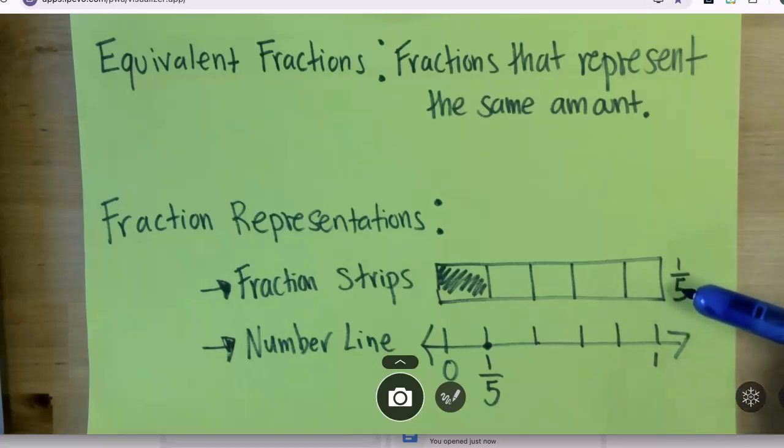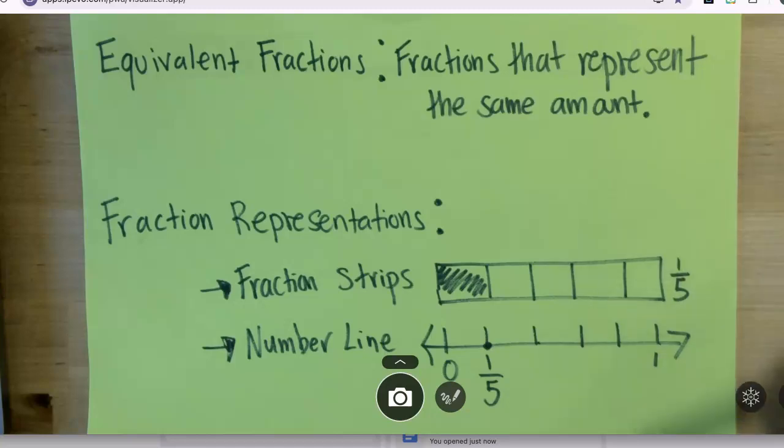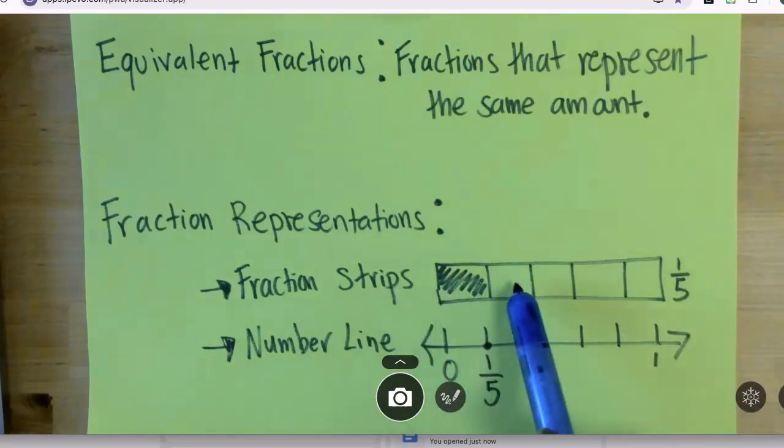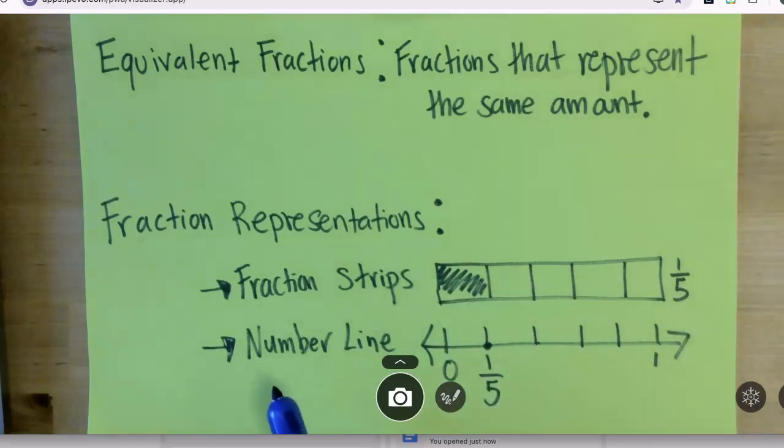We've worked with fraction strips a lot, and fraction strips are great because they're easy to draw. They're rectangles. We can partition them pretty evenly, and they're quick, and we like to be efficient mathematicians. So this fraction strip is representing 1/5 because I have 5 parts of my whole and 1 part is shaded in. The next representation that we're going to focus on today is the number line.